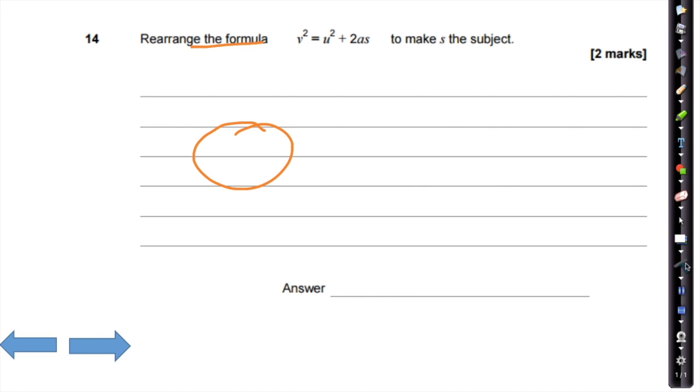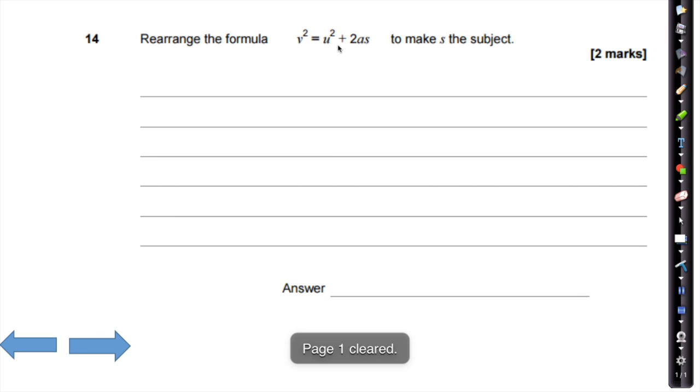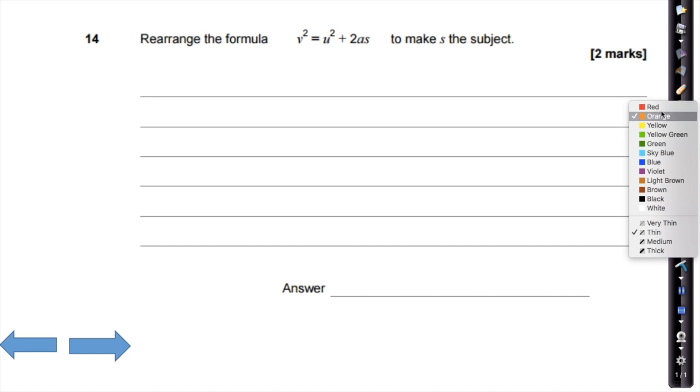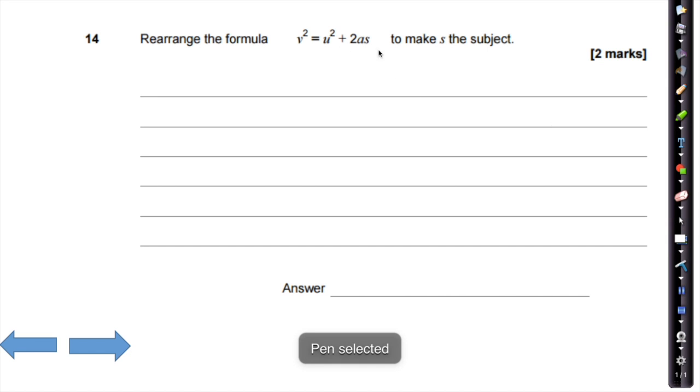Question 14 though, rearranging the formula v squared equals u squared plus 2as, make s the subject. So when we're rearranging a formula to make one of our letters the subject, what we're going to end up with is s equals and then an expression of sorts.